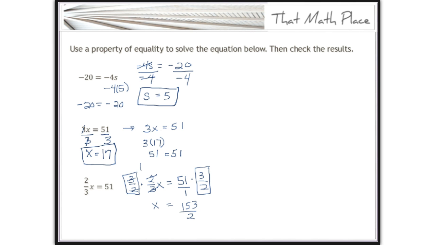Now let's go back over here and plug it in and see if it works. So we've got 2/3 times an x value of 153 divided by 2. And let's see what happens over here. The 2's are going to cancel. And if I take 153 and divide it by 3, then I'm going to get 51. So since my left-hand side equals my right-hand side, our value here checks out.